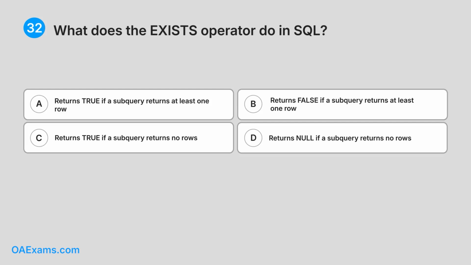32. What does the EXISTS operator do in SQL? A. Returns true, if a subquery returns at least one row. B. Returns false, if a subquery returns at least one row. C. Returns true, if a subquery returns no rows. D. Returns null, if a subquery returns no rows. Do you know the answer?